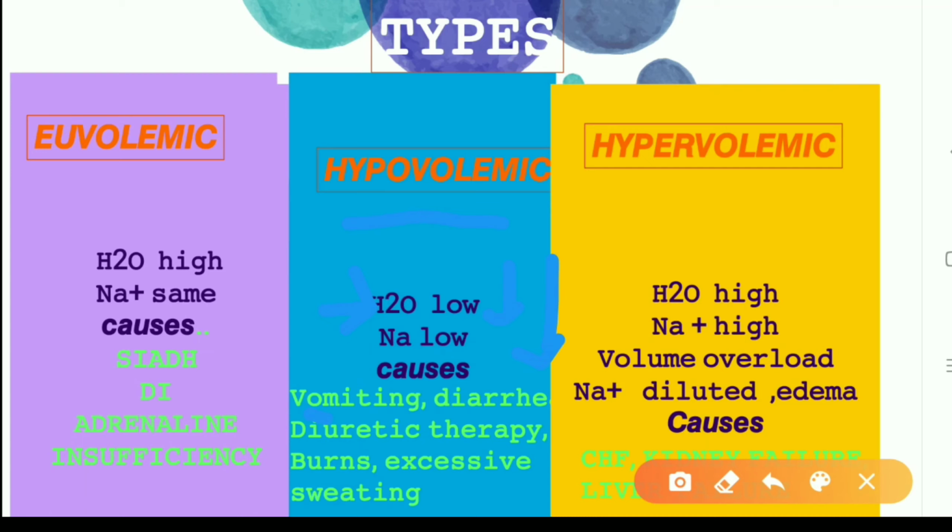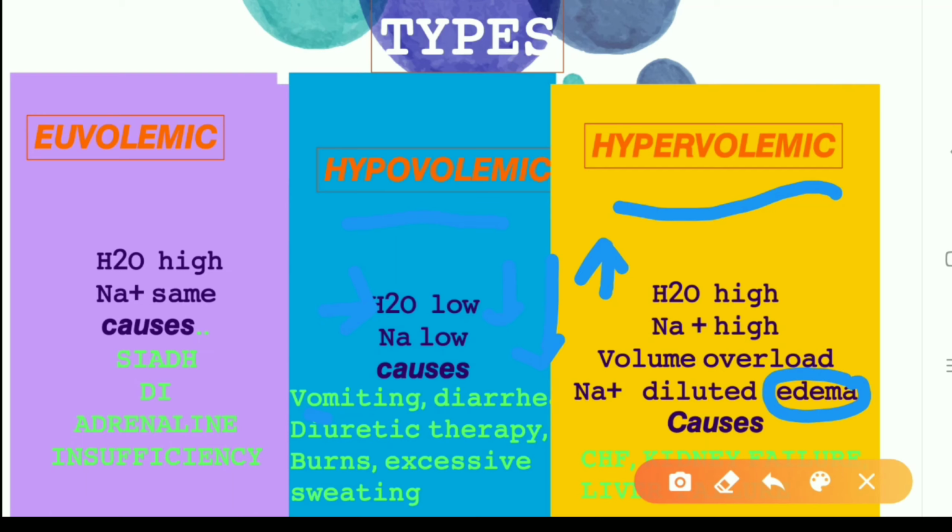So clear so far? Let's move on to the third one, hypervolemic hyponatremia. Hypervolemic means volume overload. Here, the water is high. Volume increases and it leads to a volume overload. So the sodium gets diluted and there will be edema.